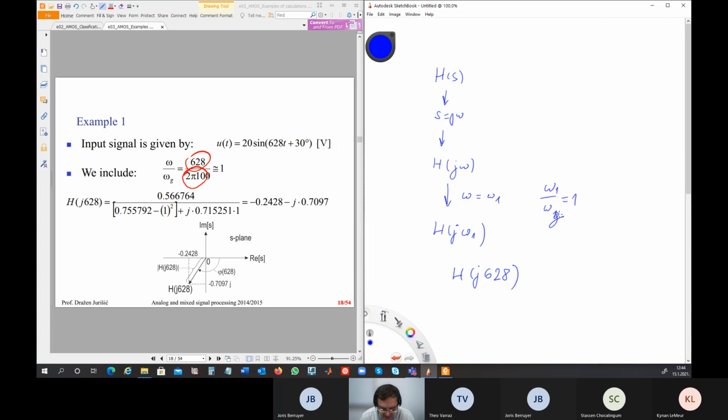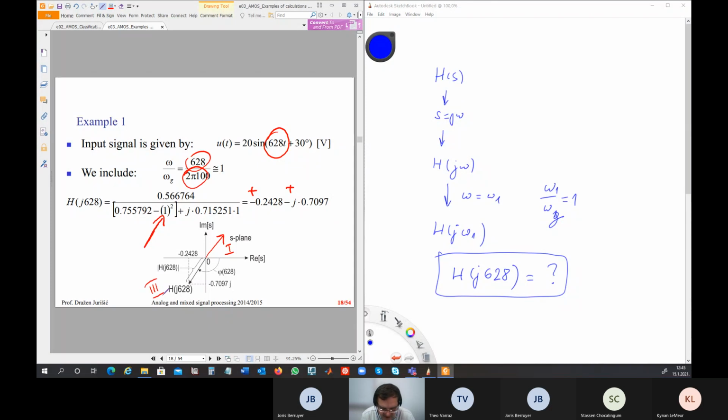And then you just have to introduce here 1, so it's simple to calculate. That's why we have used the special value of omega. And then what is now important, which I wanted to tell you, is the question of where this H of J omega 1 is situated. So it's very useful to plot it in the S-plane, because you see that it's in the third quadrant. Because if you have only positive values, it will be in the first. So you don't know, is it in the first or in the third quadrant?